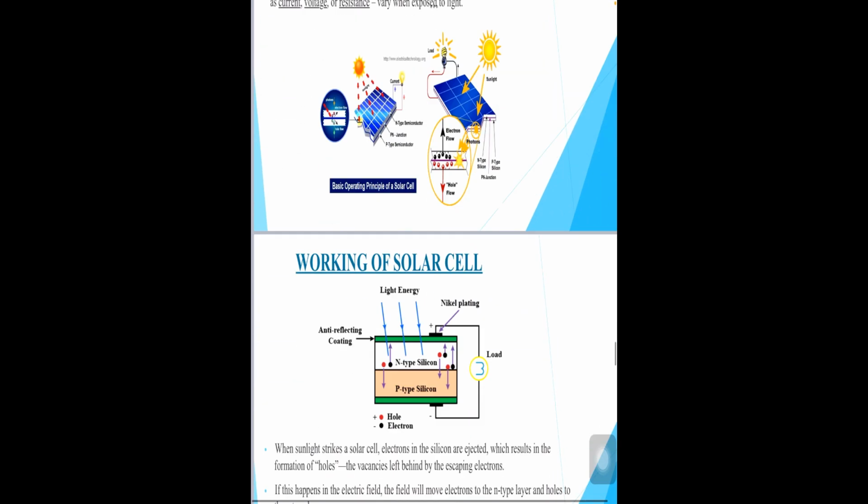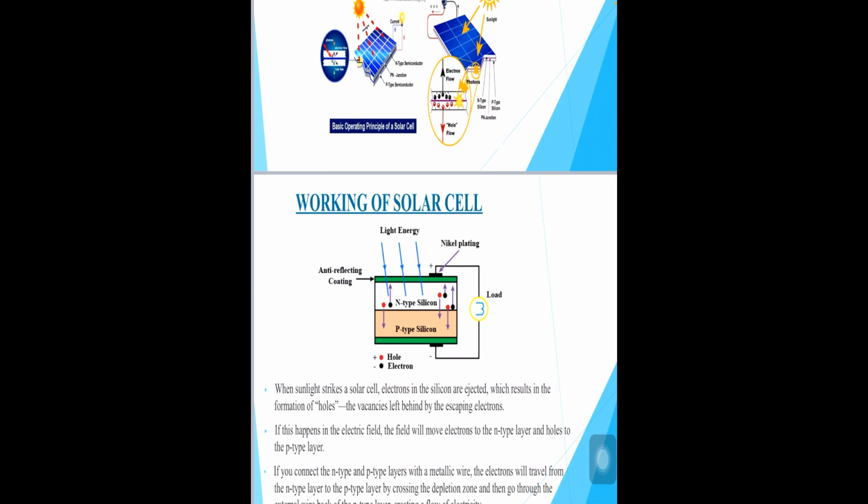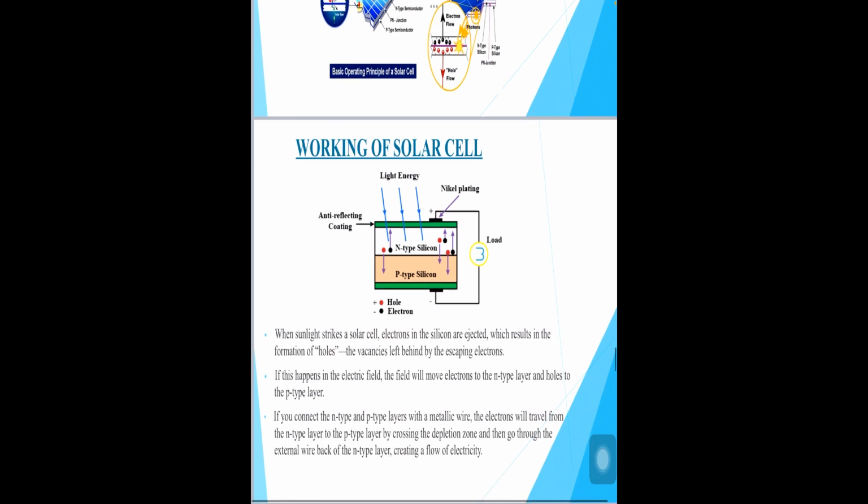Now how it works, let us understand the working of a solar cell. Here you can see a light energy striking, then you have N-type silicon and P-type silicon, you have an anti-reflecting coat, and plus and minus, that is holes and electrons, represented by black and red dots respectively, and the load is connected here.